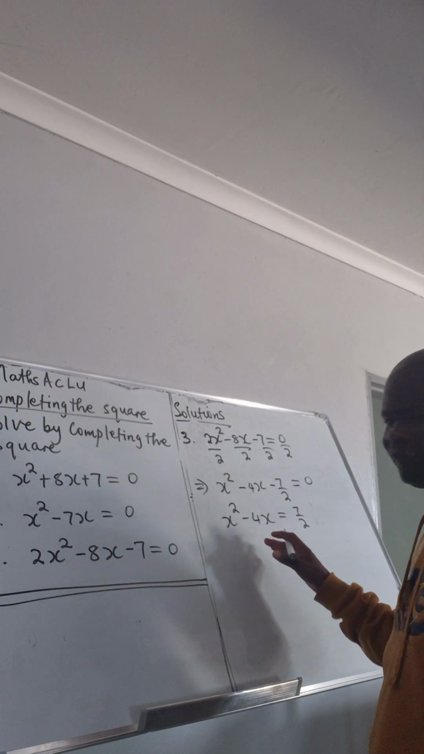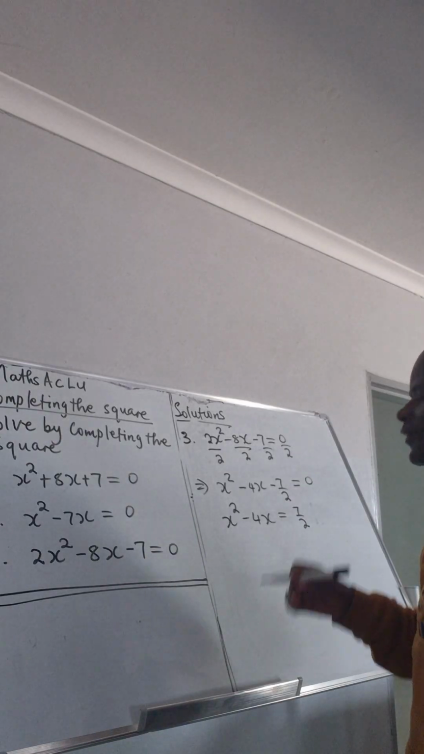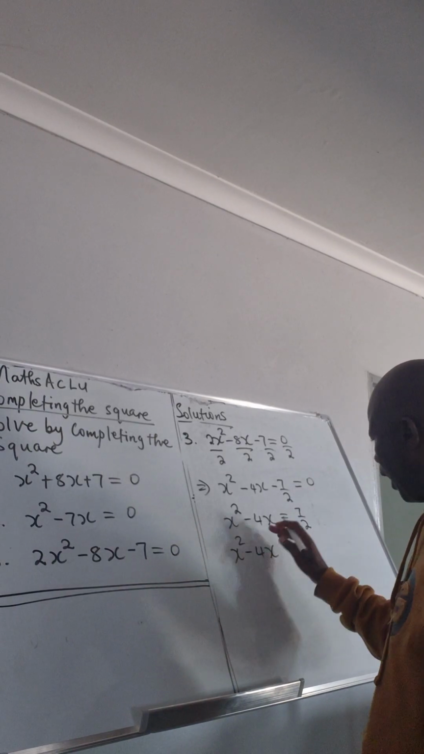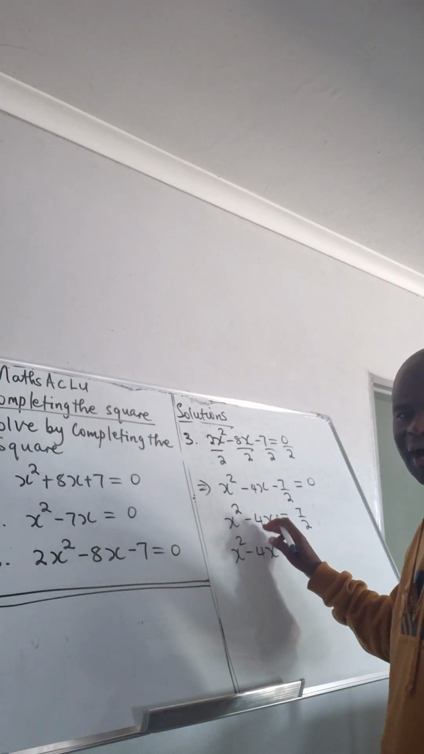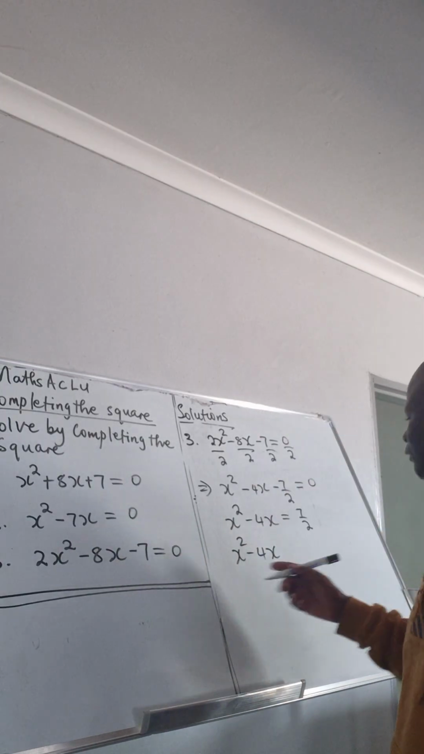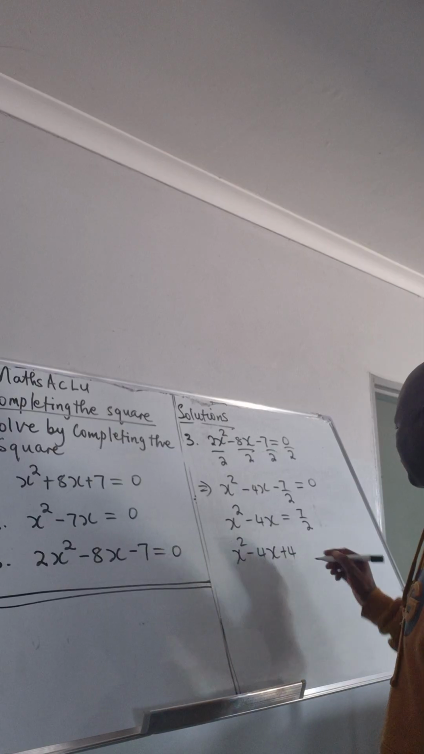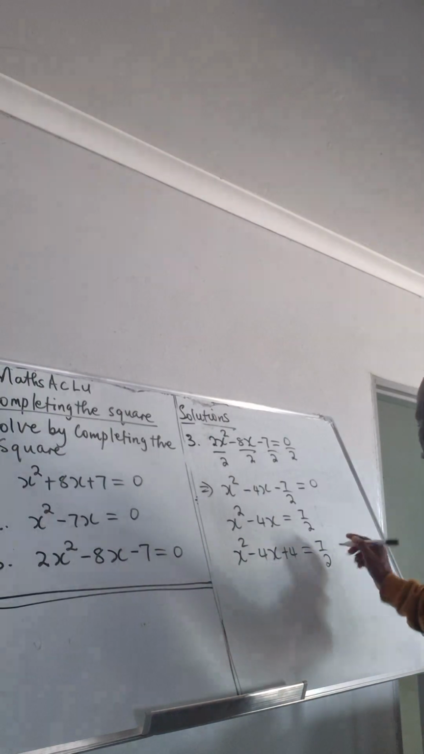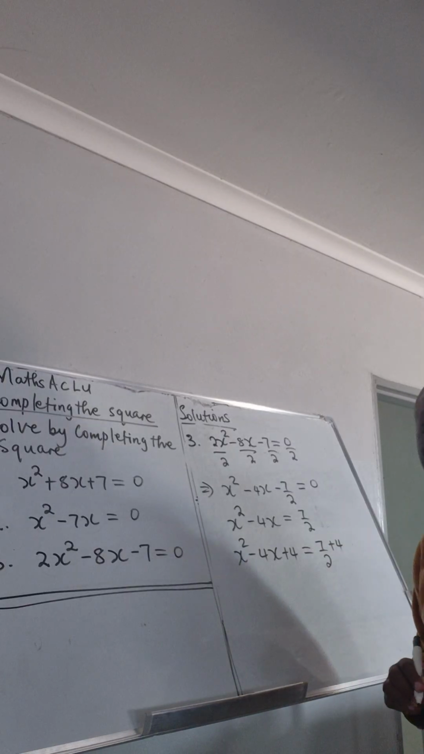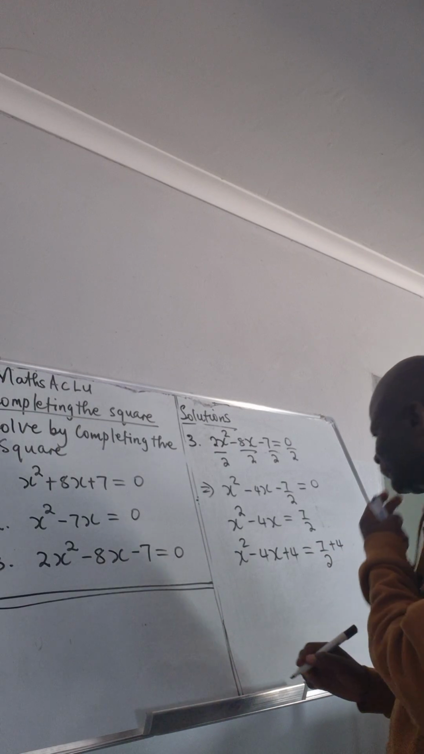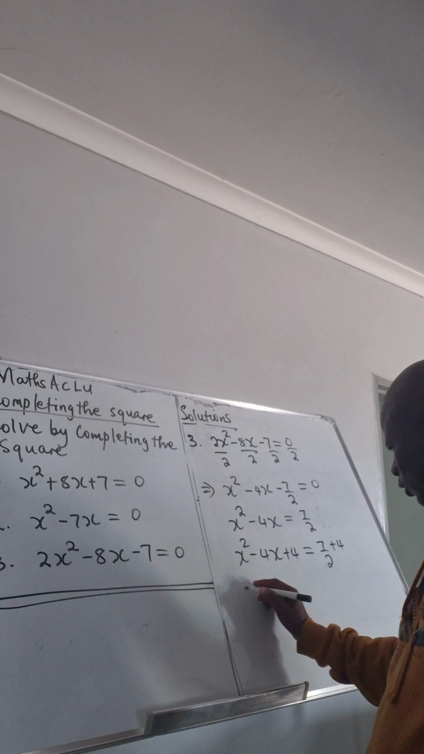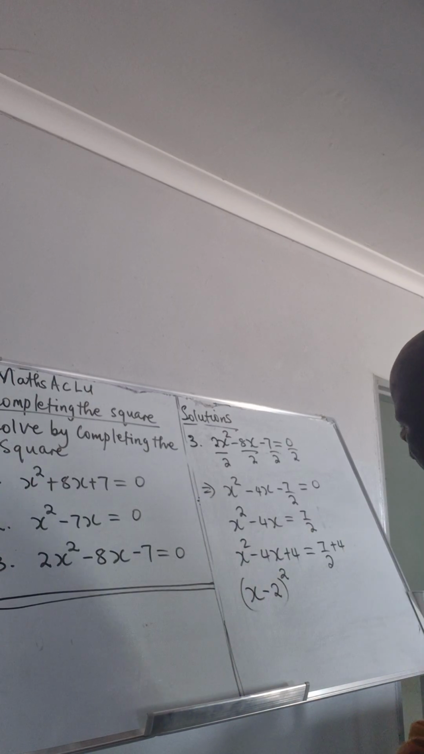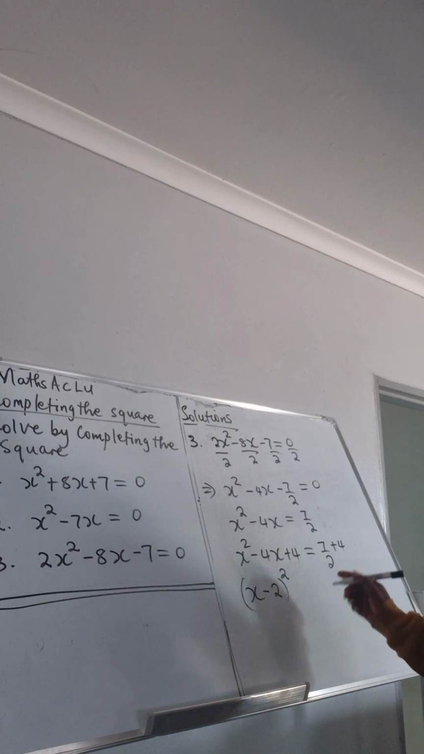Add half the coefficient of x. Right, x squared minus 4x. Half the coefficient of x is, half of 4 is 2. 2 squared is 4. That is now a perfect square. So what we have done here, we've added 4. We must also add 4 that side, so that it balances. So now the left hand side is a perfect square. This is how you factorize it.